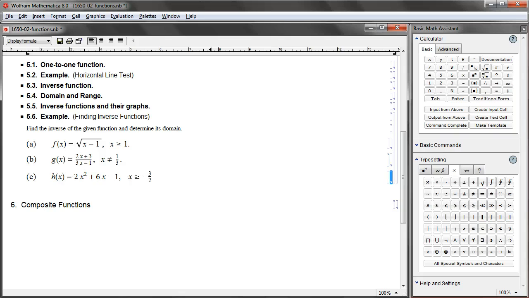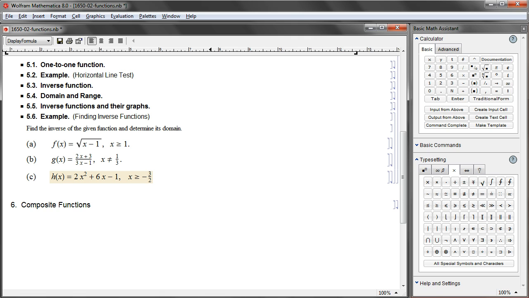Okay, let's move on to the next problem. h of x is given as 2x squared plus 6x minus 1, and then we have this domain here, x is greater than or equal to negative 3/2. That's when this function is 1 to 1. So this is a quadratic function, isn't it? It's a parabola. So if we take just one part, the right hand side half of the parabola, then that's going to be a 1 to 1 function.